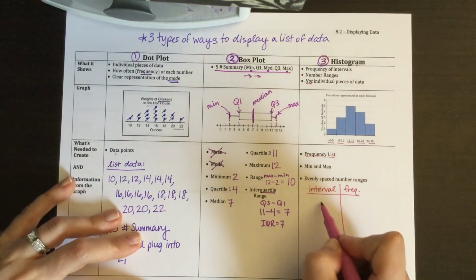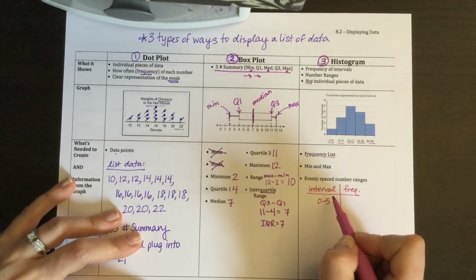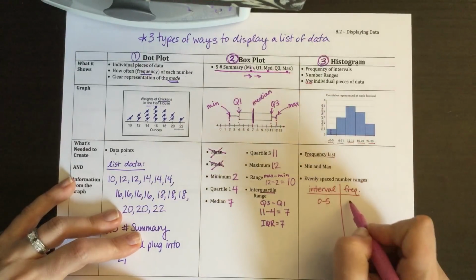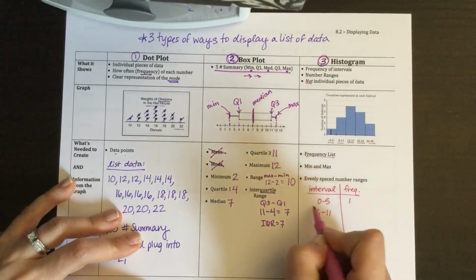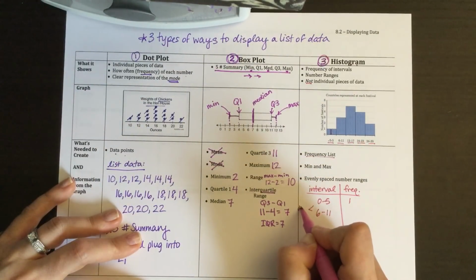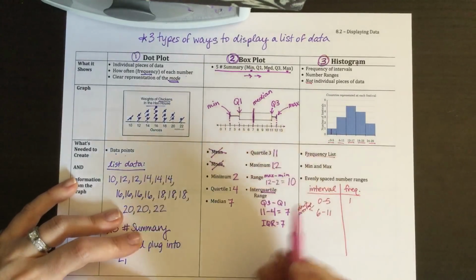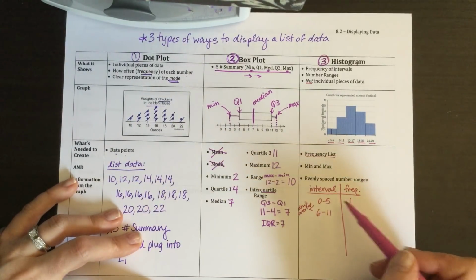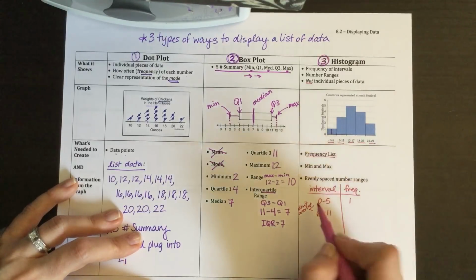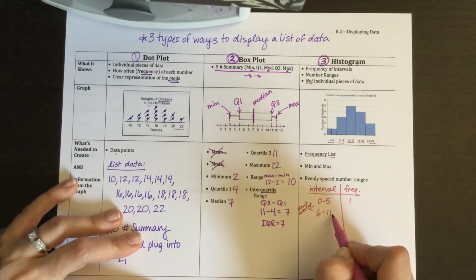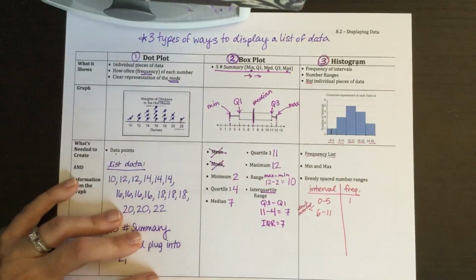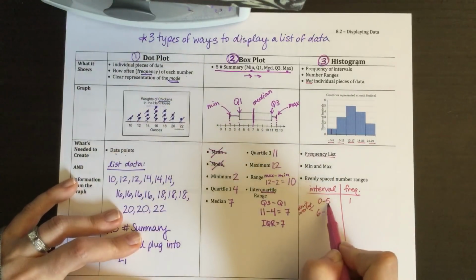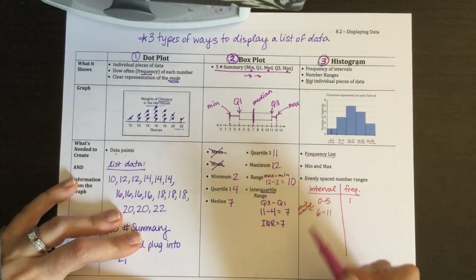So my first interval is 0 to 5, and that's got a frequency of 1. My next interval is 6 to 11. Notice how these don't overlap. Otherwise, you wouldn't know which, like if it went 0 to 5 and then 5 to 11, we wouldn't know where to put 5 or how many times we should count 5. So since we only want to count it once, it's got to be in only one interval.